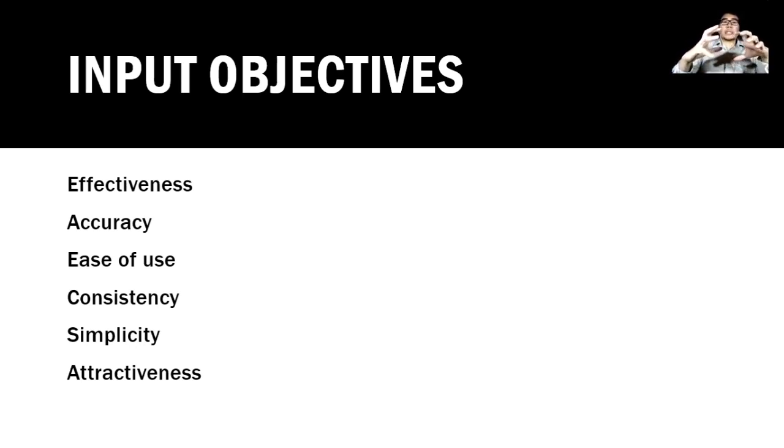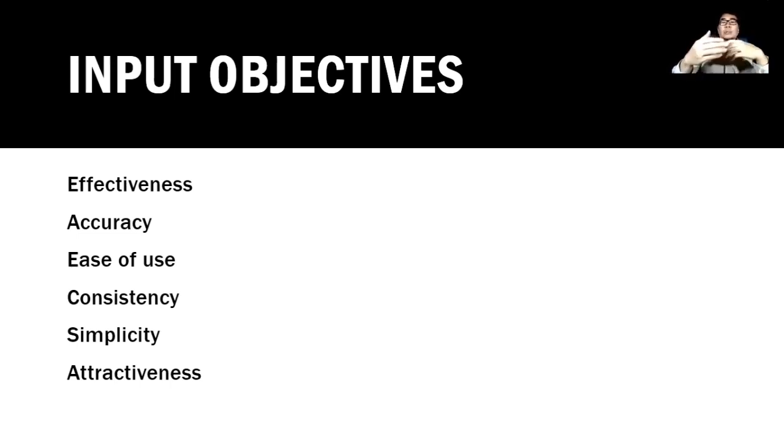The next objective is accuracy. The input design should enable users to accurately input data to the system. So this means that the data that is being inputted into the system has been validated appropriately using program validation.